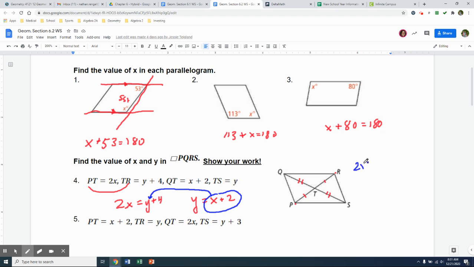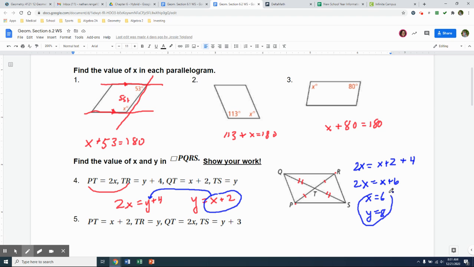So we get 2x equals x plus 2, and then we had that plus 4 also in that equation. So basically we'll have 2x equals x plus 6. Subtract my x over, and x is going to equal 6. And then once I know what x is, I can figure out y is going to equal 8.